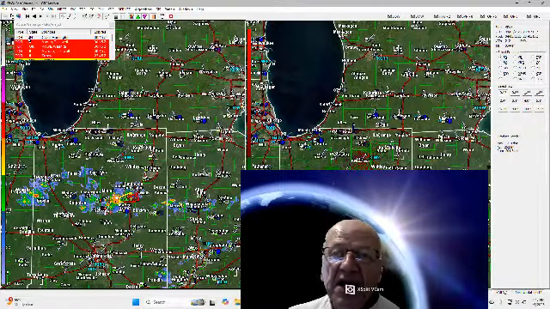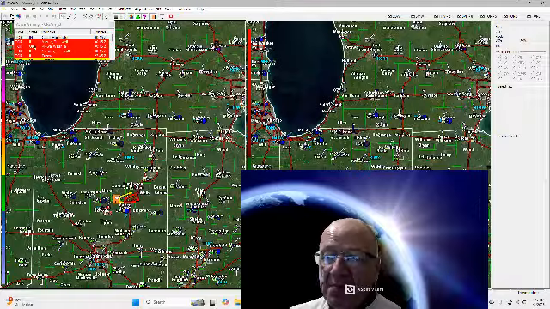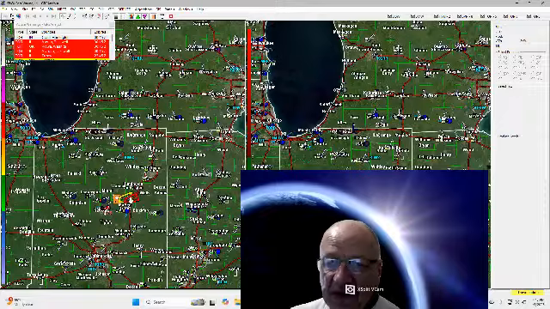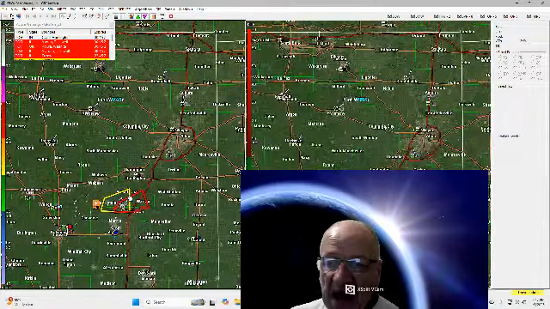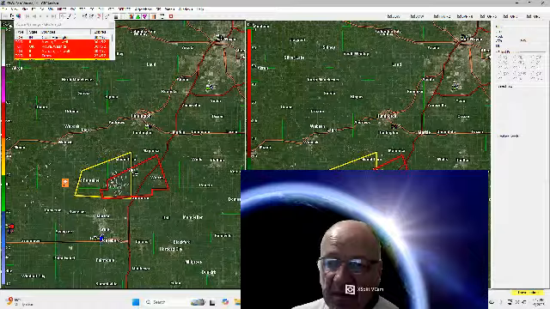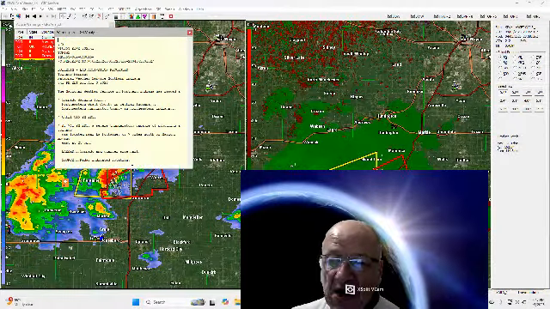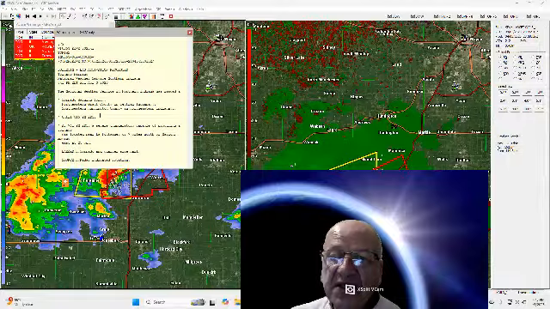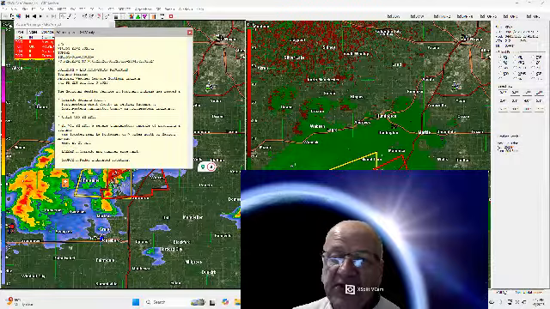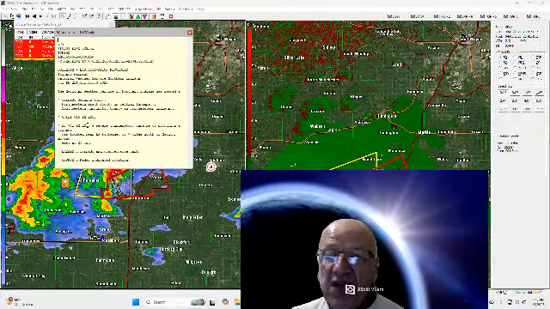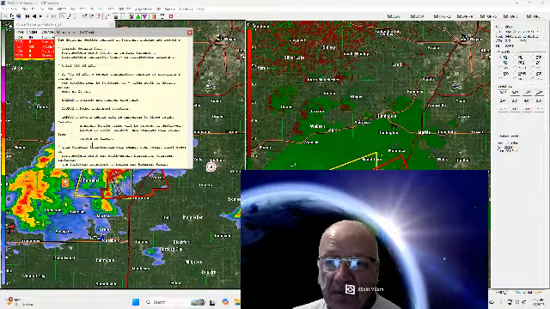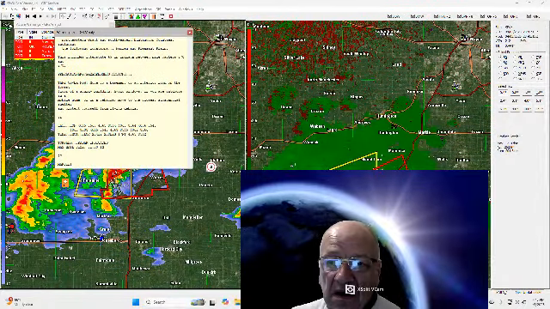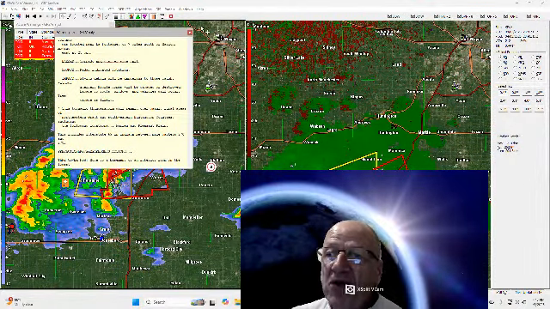Okay, in Indiana, we have this other one that just popped up. We'll look at this. We have a tornado warning in effect for southwestern Grant County in central Indiana, southwestern Huntington County, and northeastern Indiana until 8:15 p.m. Central Daylight Time. Take cover if you're caught outdoors.